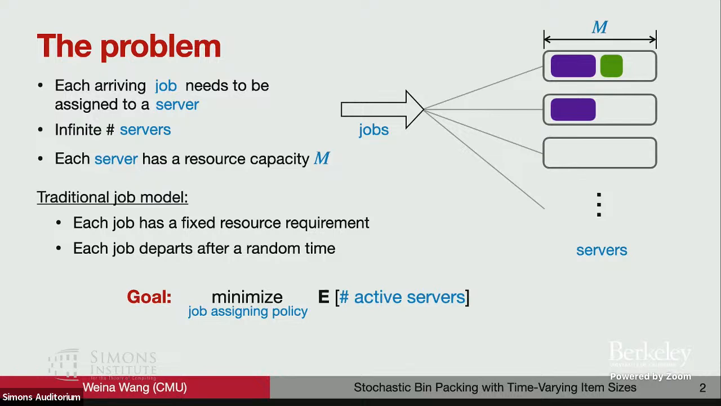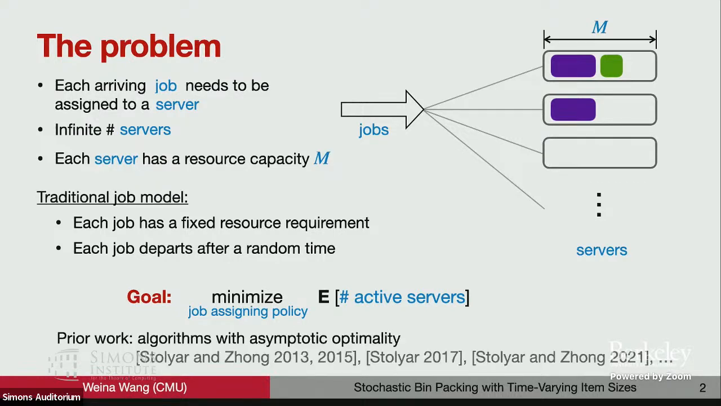Oh, sorry, I forgot to mention: there has been a line of work on this previous model, which has designed a series of algorithms that have asymptotic performance and optimality guarantees. I'm going to talk about the specific asymptotic regime a little bit later. There is also a vast literature on bin packing and dynamic bin packing problems, but I'm going to skip that. This is the most related line of work.